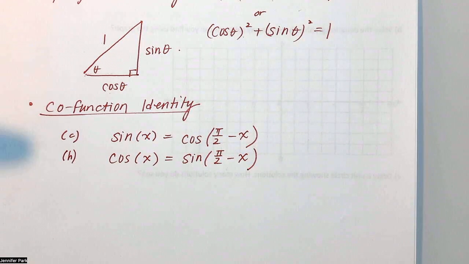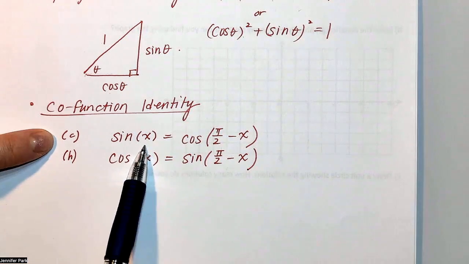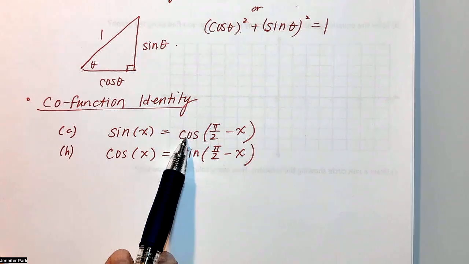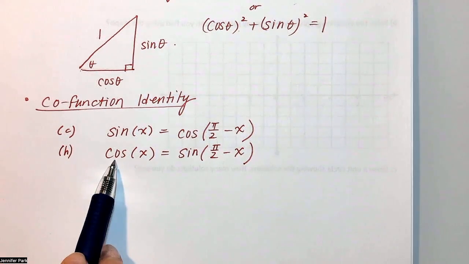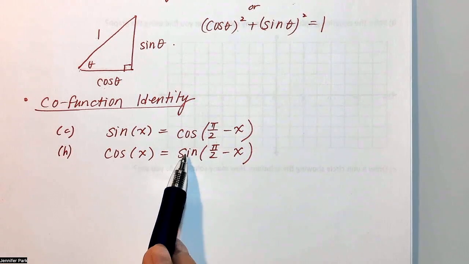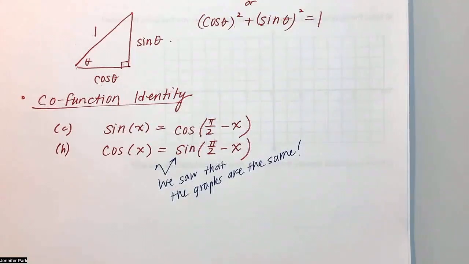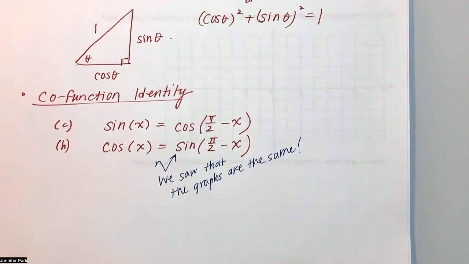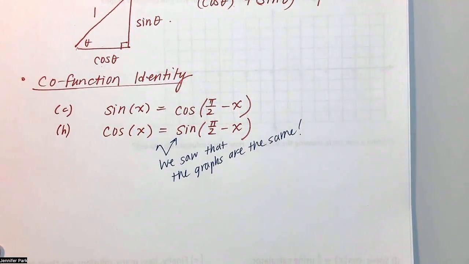Okay, and the new ones we learned today. In 12-2 part C, we saw the graph where the sine graph was exactly the same as the cosine graph shifted over by pi over 2 radians. The cosine graph was exactly the same as the sine graph shifted over by pi over 2 radians. We saw that the graphs are exactly the same for both left and right side, so they're always true. And we call these co-function identities.